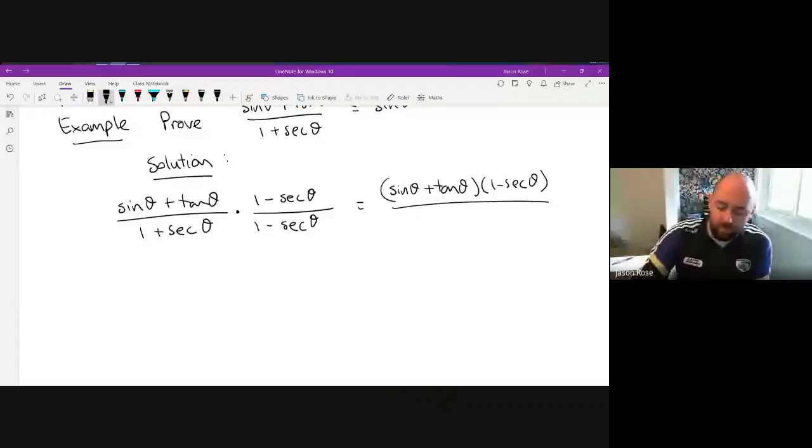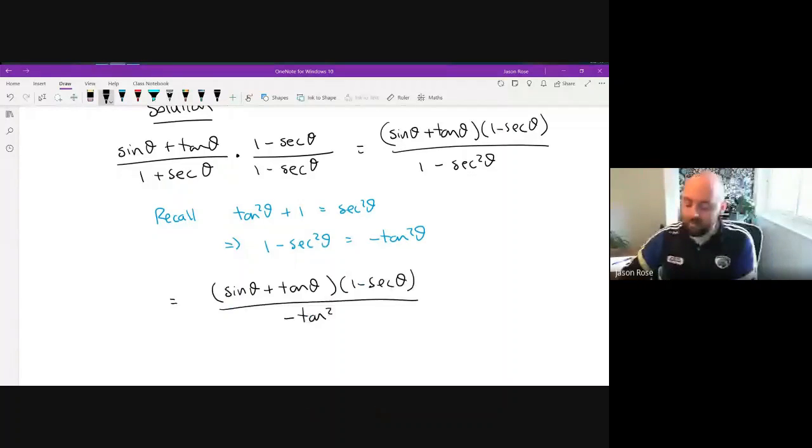I want to create that difference of squares formula because I know that if I do this, I'll be left with 1 minus secant squared theta, which I can use an identity on. So multiplying this out, I'm going to have sine theta plus tan theta multiplied by 1 minus secant theta, divided by, so you might remember there was a trig identity that we had earlier: tan squared theta plus 1 equals secant squared. So this means that 1 minus secant squared is minus tan squared, and that's going to be helpful. So we're going to have sine theta plus tan theta multiplied by 1 minus secant theta, divided by minus tan squared theta.